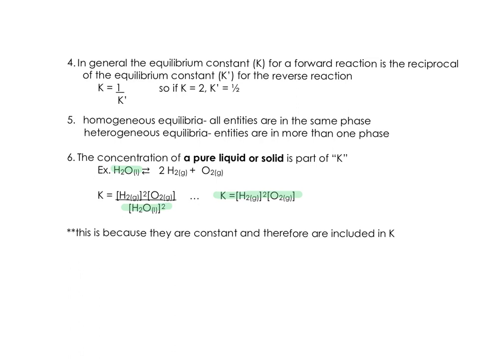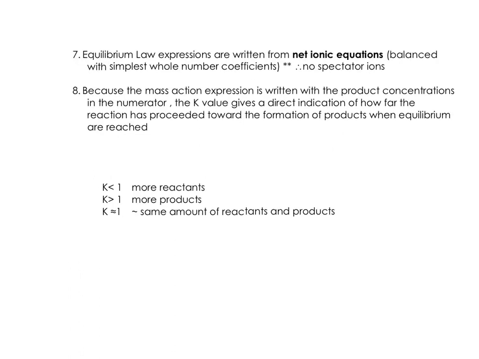So be careful. Equilibrium law expressions are written from net ionic equations. So balance your equations with simplest whole number coefficients and then remove any spectator ions. Your spectator ions will not go into the K expression.